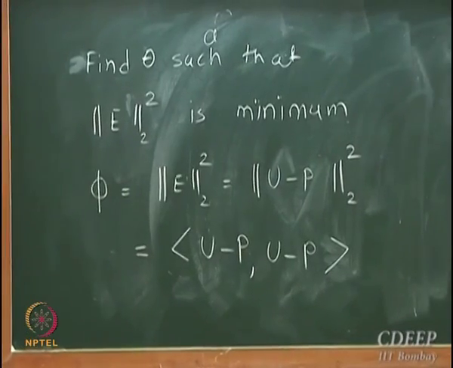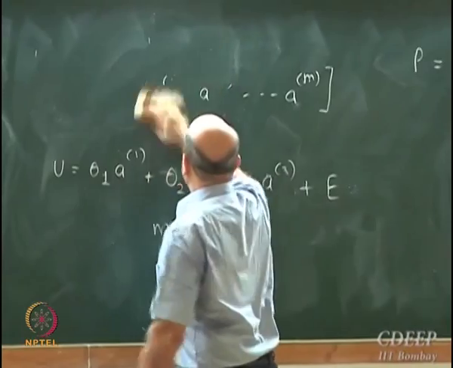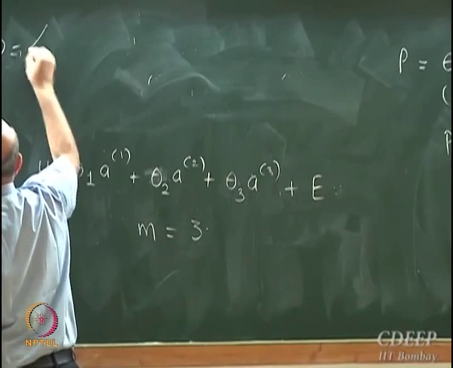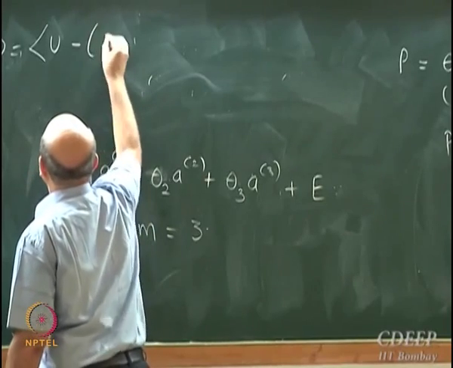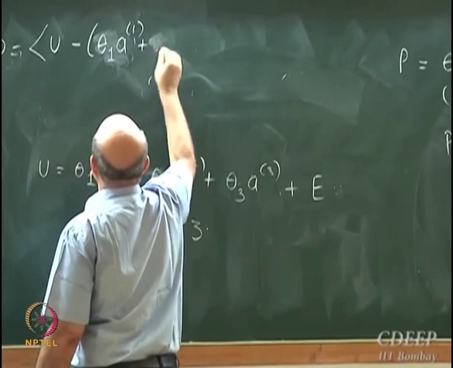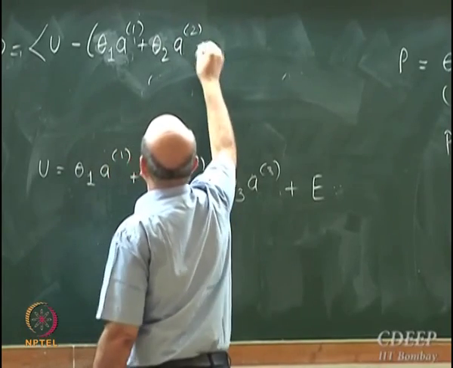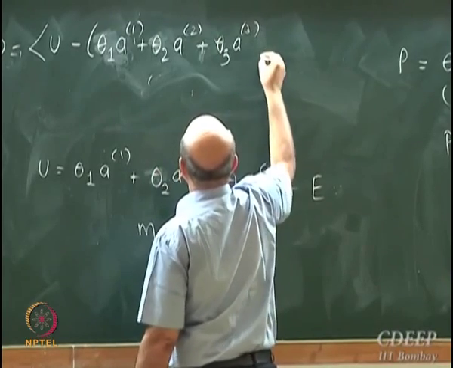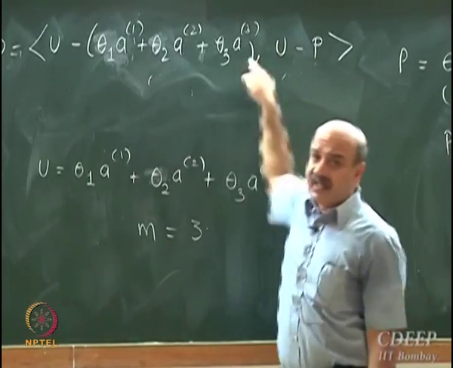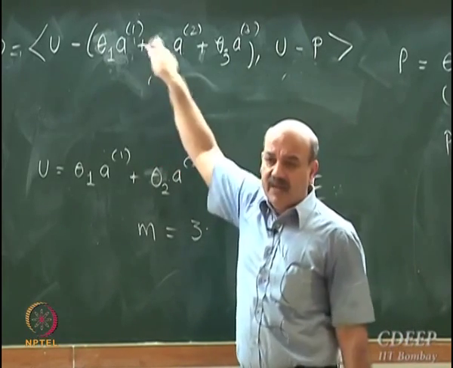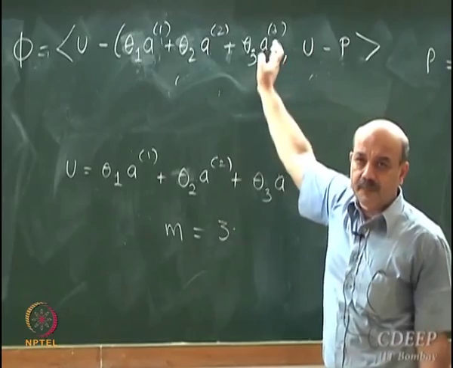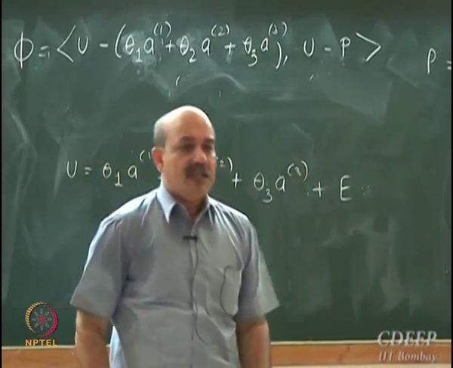Now my model is this: P is equal to theta 1 a1 plus theta 2 a2 plus theta 3 a3. So I can write phi to be the inner product of U minus (theta 1 a1 plus theta 2 a2 plus theta 3 a3) with U minus P. P is again this vector. What is P? Theta 1 a1 plus theta 2 a2 plus theta 3 a3. I can just put this vector here in place of P. It will be a longer expression.